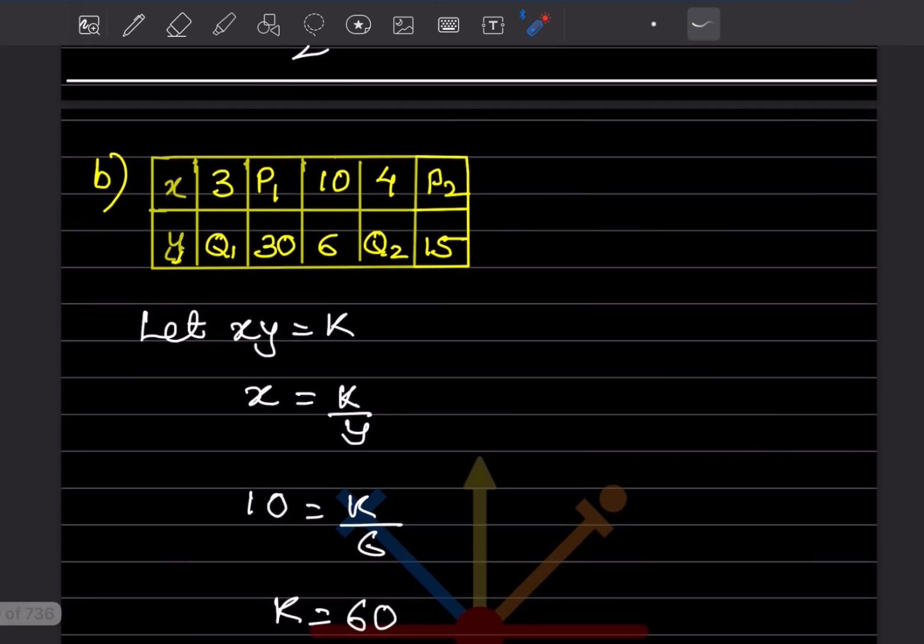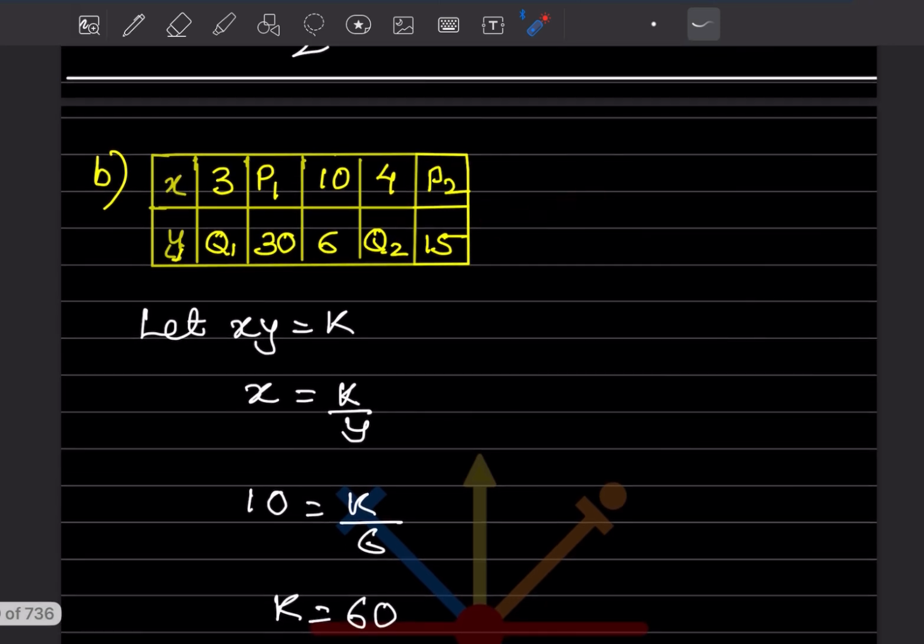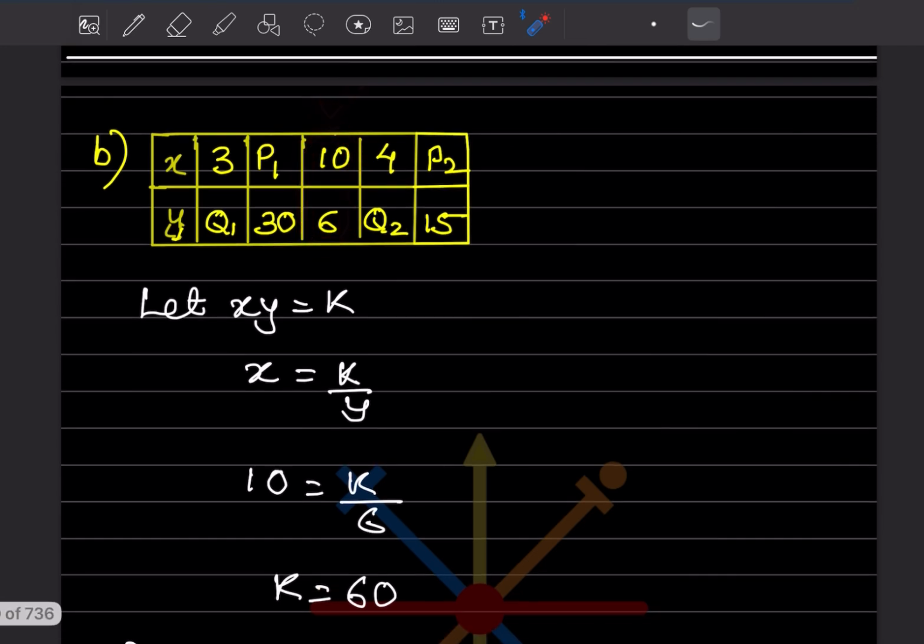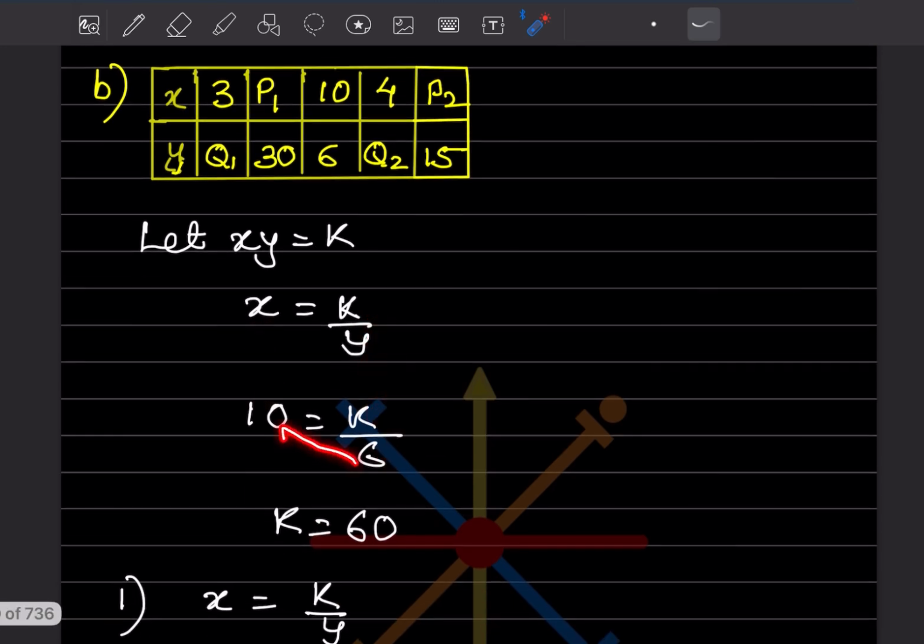Now this is the other table given. So again here we are going to use the same, xy is equal to k, so x is going to be k by y. So in this one, see here, if we are taking this one, because we don't know k, and if we take here we don't know p1. So what will you do? We'll start with these things because x and y values are given, so we will start with this thing. So now what will you do? 10 you will write here, k we don't know, 6 will put here. So now this goes here, means that is going to be 10 6s are 60, so k is 60.